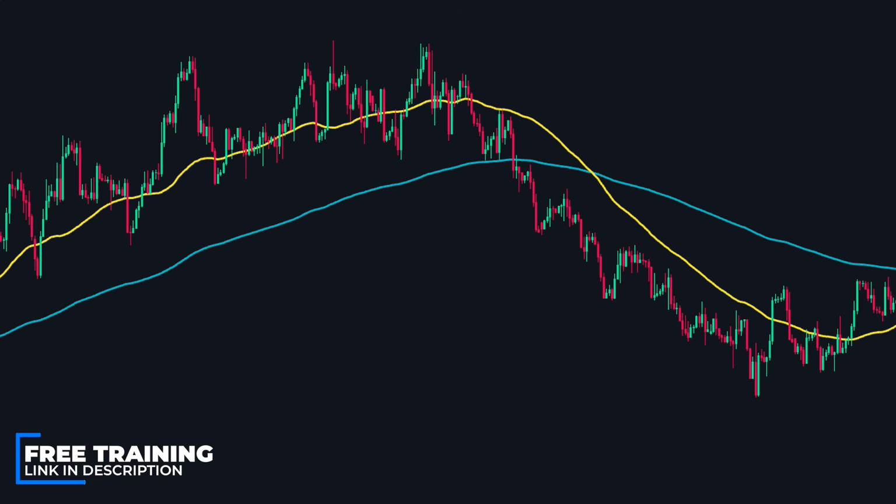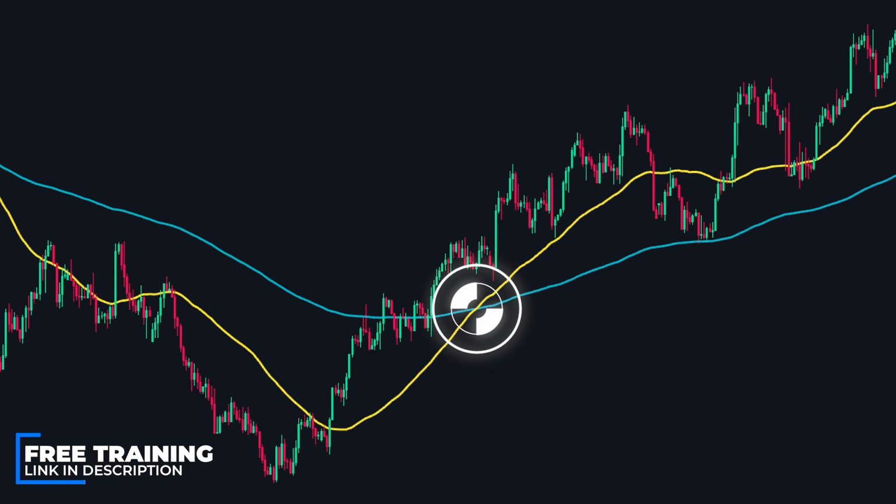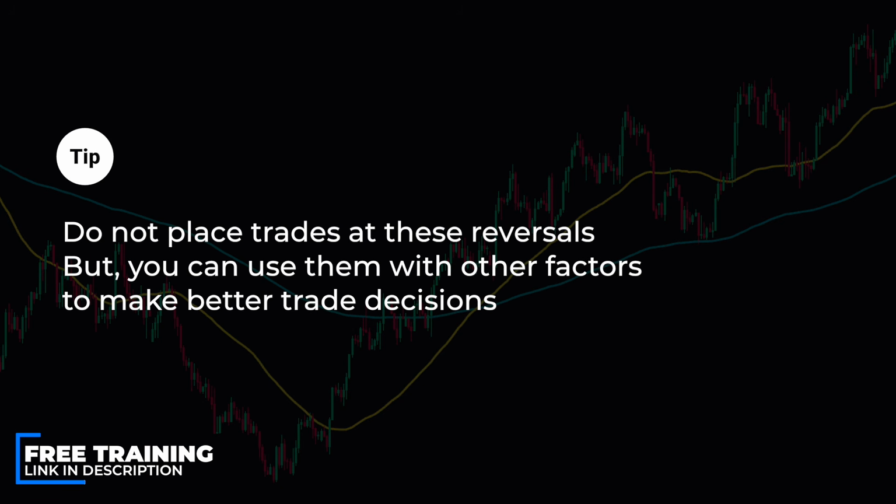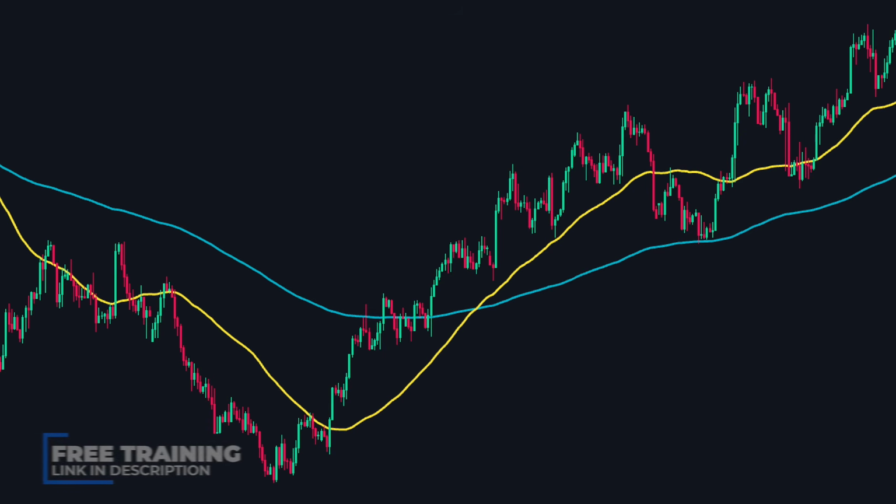Using the same logic, we can say that whenever the smaller MA crosses below the larger MA, it indicates that the price has shifted from an uptrend to a downtrend. So, it is a sign of a bearish reversal. Similarly, when the smaller MA crosses above the larger MA, it indicates that the price has shifted from a downtrend to an uptrend. Hence, it is a sign of a bullish reversal. We do not suggest you place trades at these reversals, but you can use them with other factors to make better trade decisions. So, these were the two techniques to identify reversal.